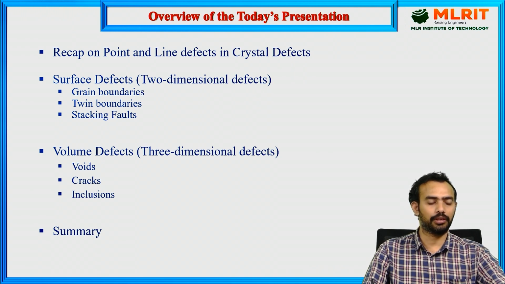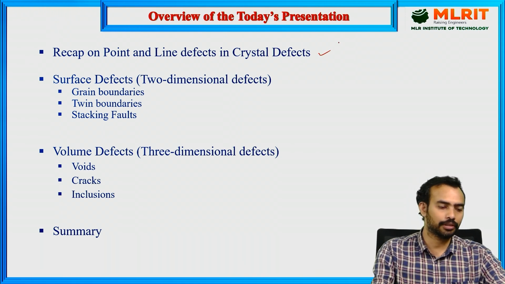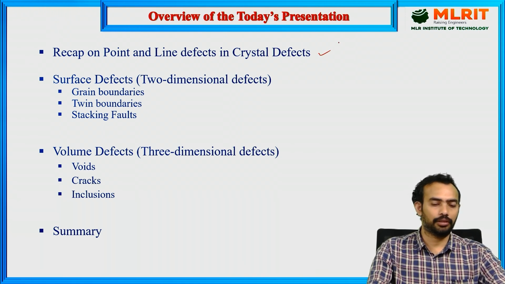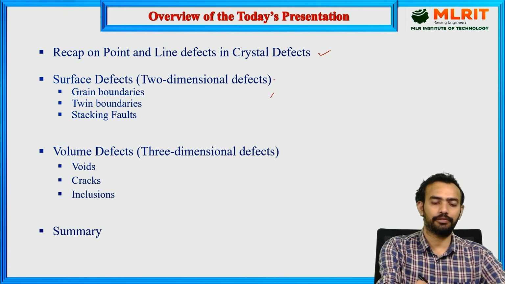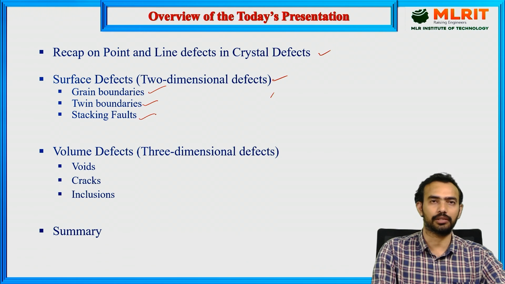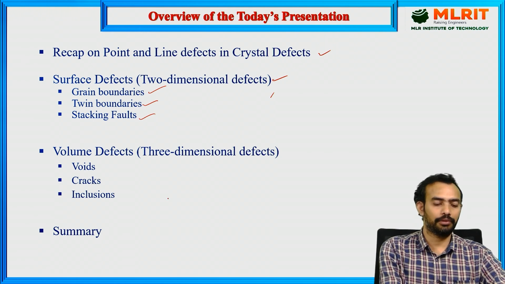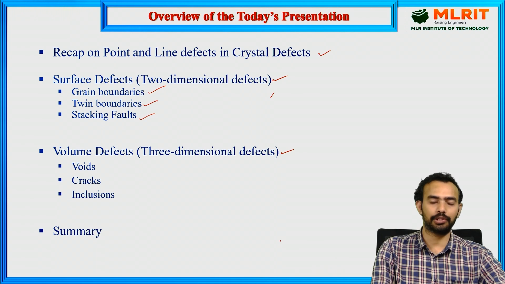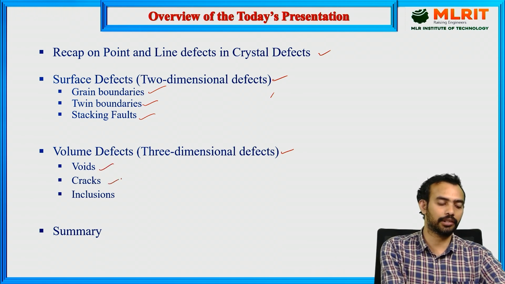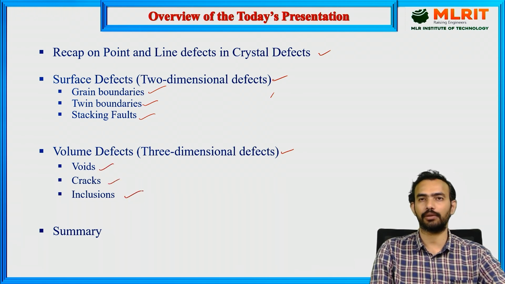So, in brief, we will recap the point and line defects in crystal defects. Then we will talk more about surface defects, which are two-dimensional defects, under which we will see grain boundaries, twin boundaries, and stacking faults. Then we will discuss volume defects. Basically, they are the three-dimensional defects under which we will see voids and cracks, and inclusions, and we will summarize at the end of our lecture.